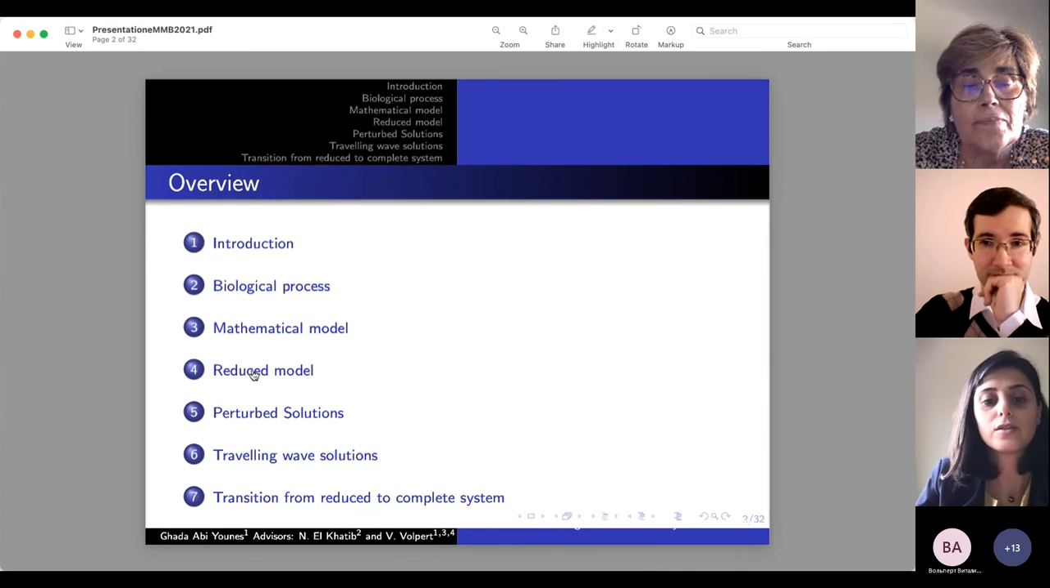After that, we are going to consider a reduced model. Then we'll be studying the perturbed solutions as well as the traveling wave solutions. And finally, we are going to talk a little bit about the transition from the reduced to the complete system.